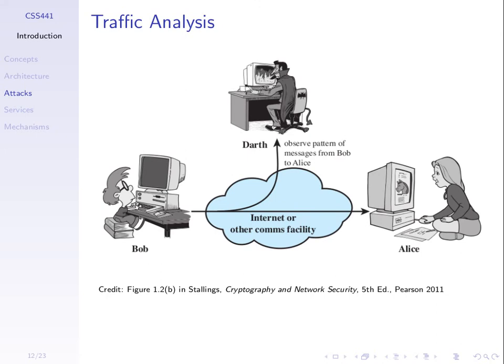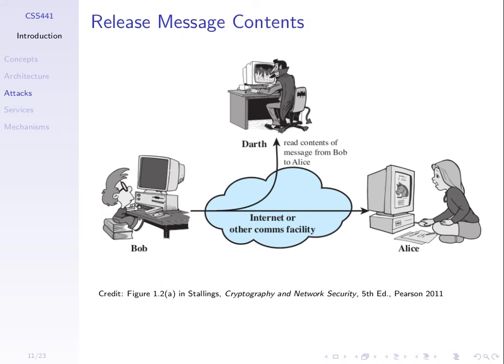In both of these cases, traffic analysis and releasing the message contents, let's look at what if the attacker wasn't there. Imagine that Darth is not there, there was no attack. The normal communication is Bob sends a message to Alice, Alice receives a message. When the attack takes place, from Bob and Alice's perspective, the same thing happens. Bob sends a message, Alice receives a message. But also, Darth gets a copy of that message.